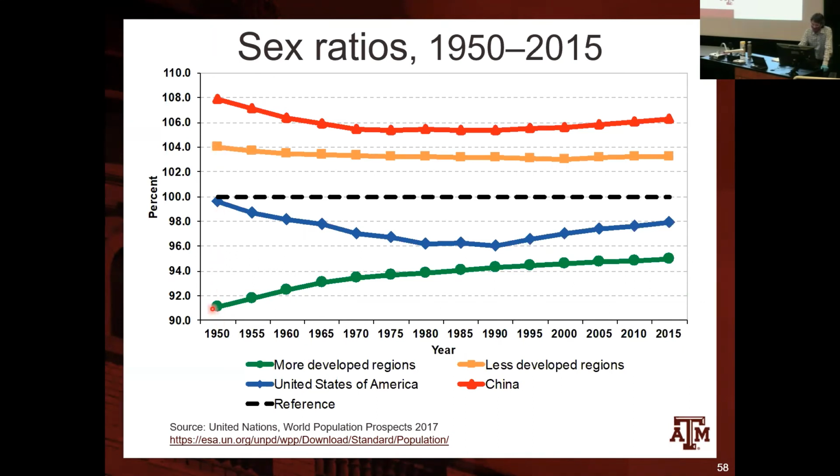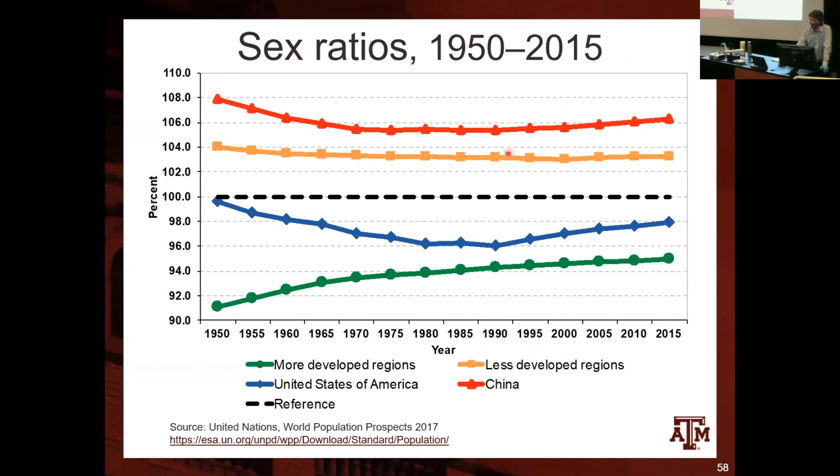For the more developed regions, for every 100 women, we had only 91.8 men, right? That's how you read the vertical axis here. Why is it that these less developed countries have more men than women? Usually in those countries, there is a preference for male birth, for boys to be born.